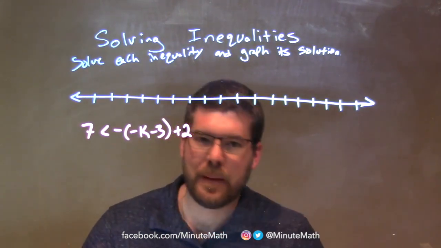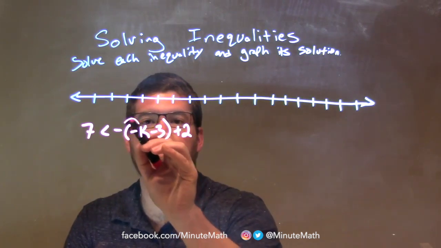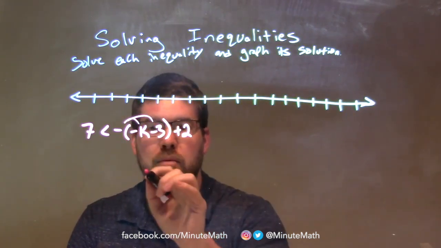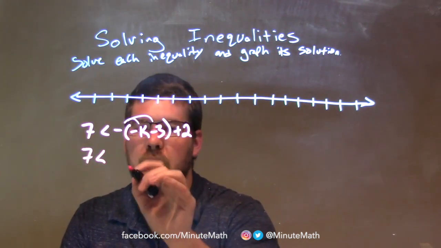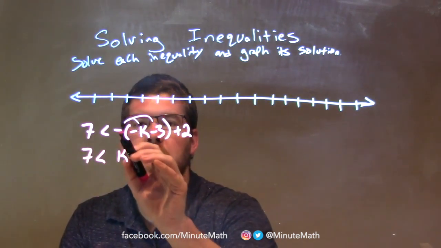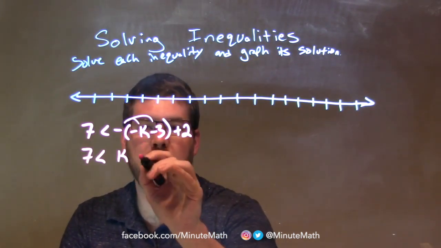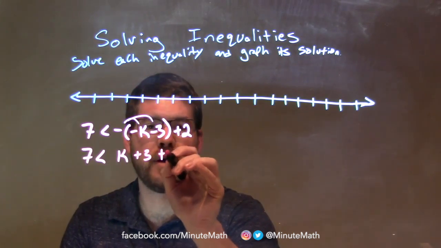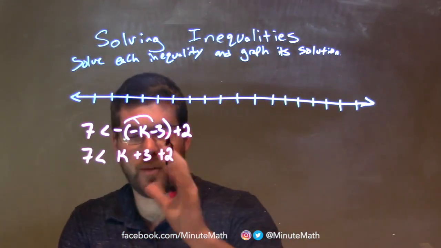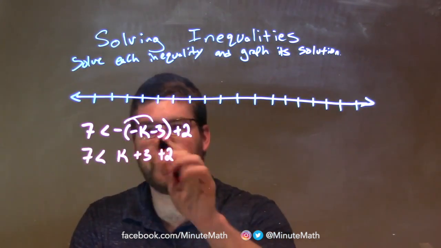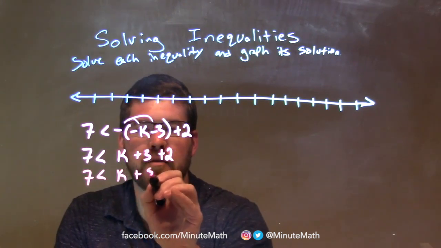Okay, so let's go, be careful here. First thing I'm going to do is distribute that negative across both parts within the parentheses. So 7 is less than, now negative times a negative is a positive, so a positive k there. The negative times a negative 3 is a positive 3, so positive k plus 3, and then we have the plus 2. Well, from there, 3 plus 2 is just 5, so we don't worry about the parentheses. That gets eliminated once we distribute. So 7 is less than k plus 5.